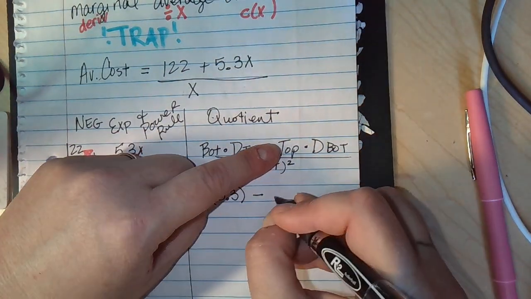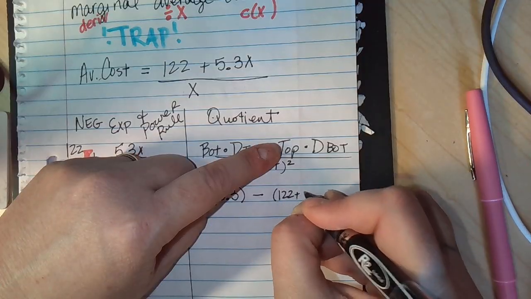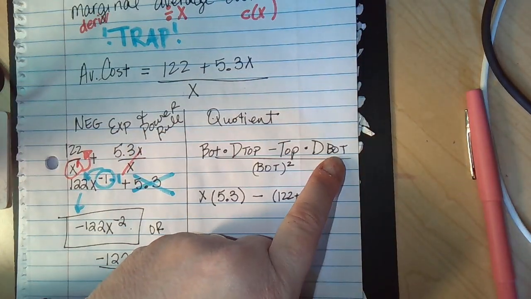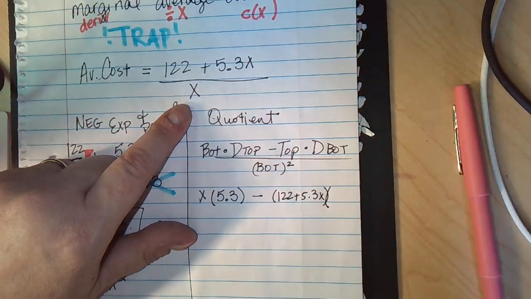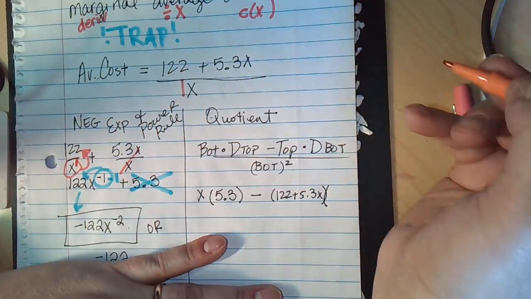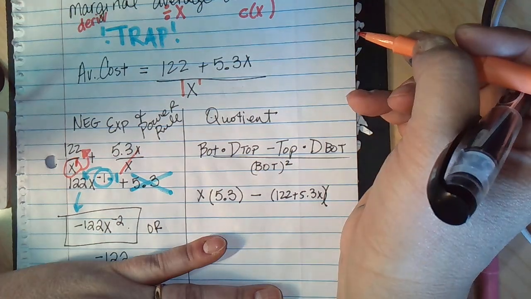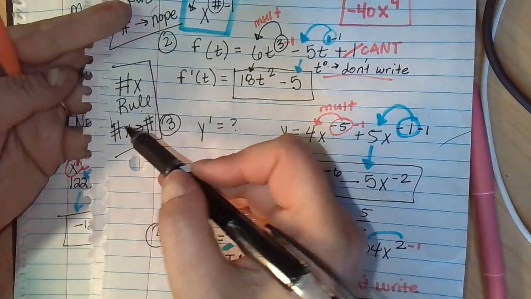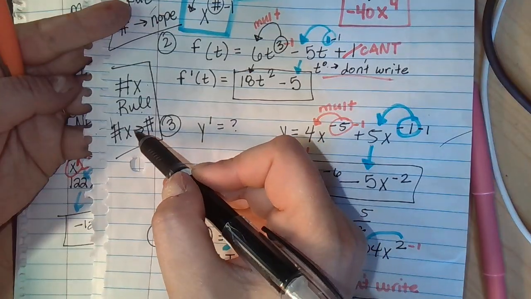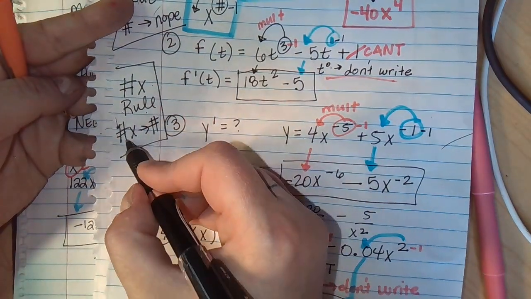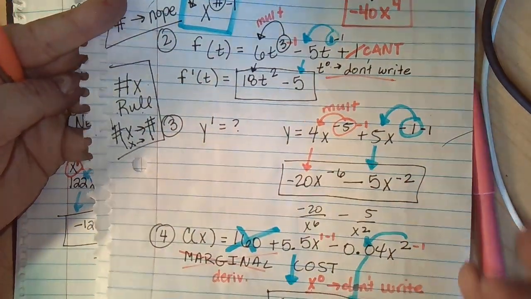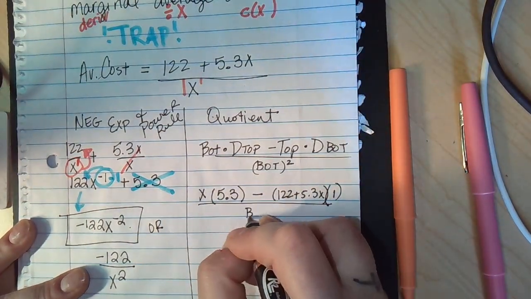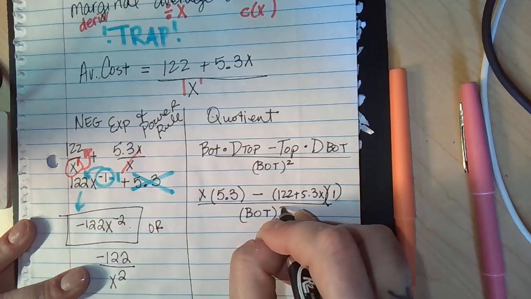Minus the top, which is 122 plus 5.3x, times the derivative of the bottom. The derivative of the bottom, well, let's see. There's a pretend 1 in the air. Oh, this is just 1x. Well, the number x rule says if you have number x, the derivative is just that number. Or 1x, the derivative is just 1. All over the bottom squared.